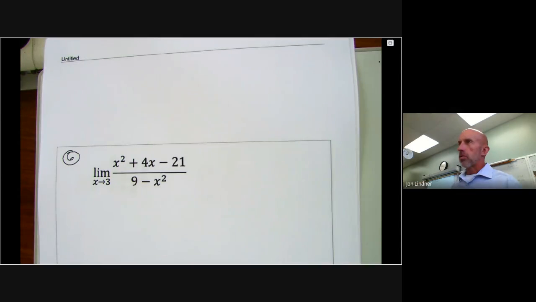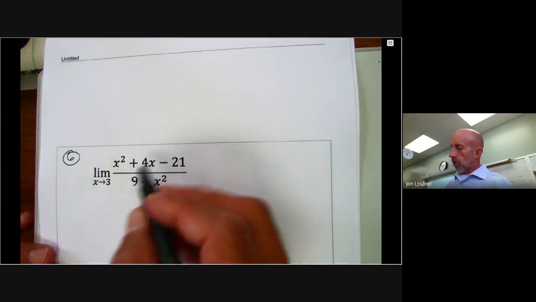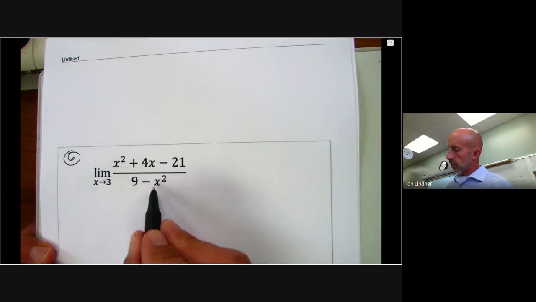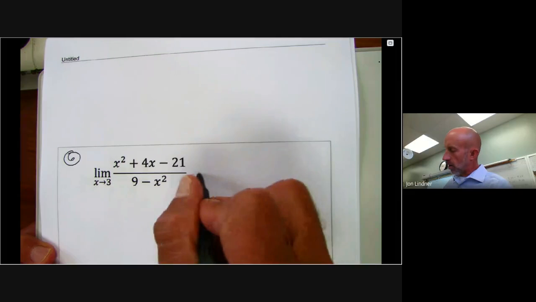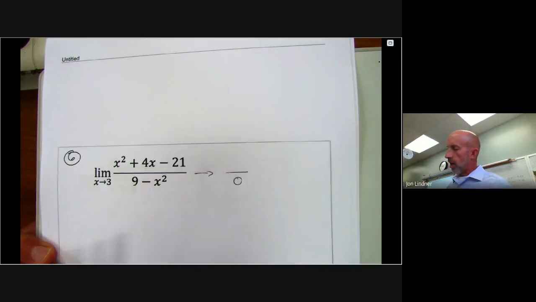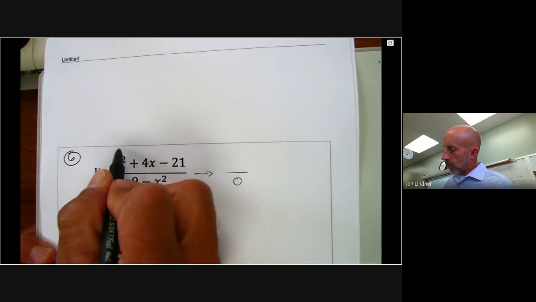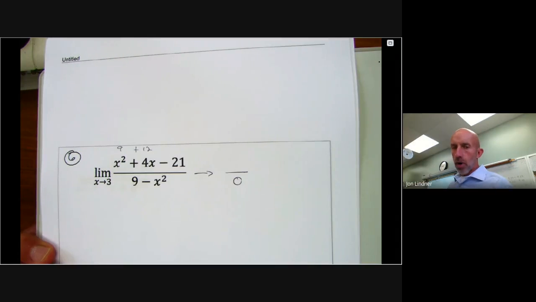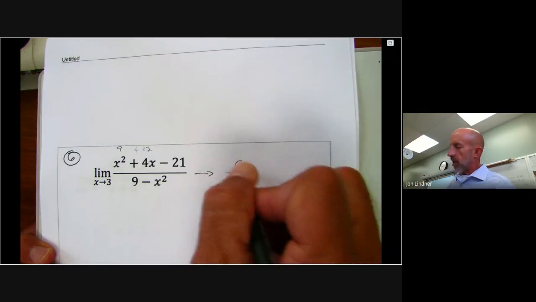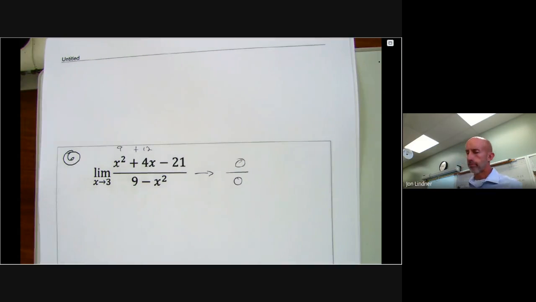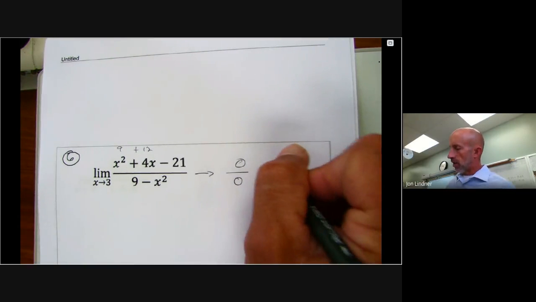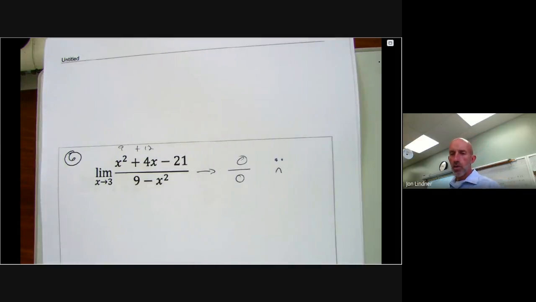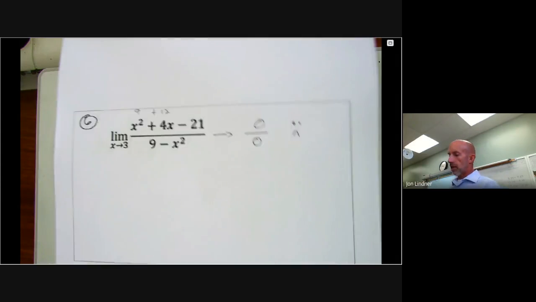Now, I'm going to save some time here. If I plug in 3, I think you can see 9 minus 3 squared. I'm going to get a 0 in the denominator. On top, 3 squared is 9, plus 12. That's 21. I'm going to get an indeterminate form. So, once again, we don't like indeterminate forms. We've got some factoring to do.